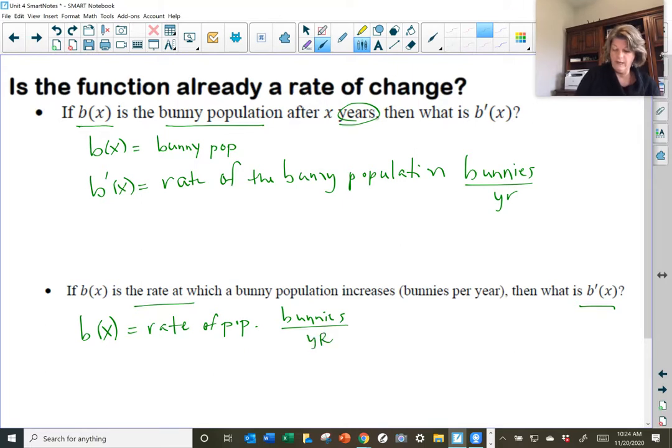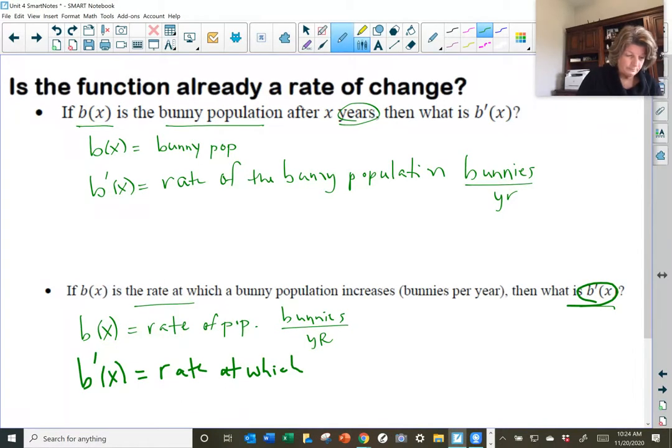So if I go in and ask what b prime is, b prime of x ends up being the rate of the rate, doesn't it? The rate at which the rate of bunny population is changing.